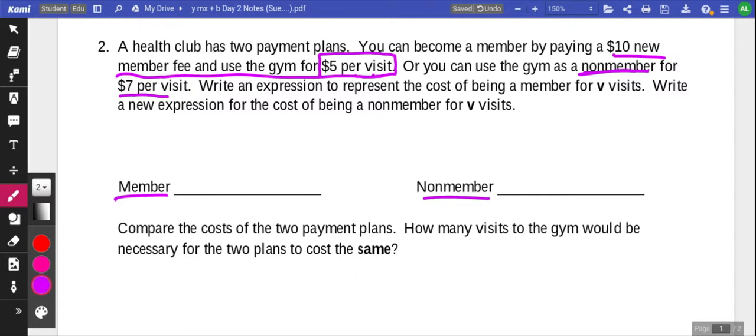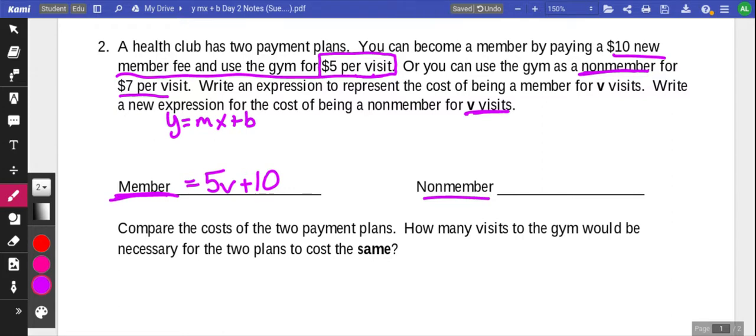Okay, $5 per visit. Remember, per is going to mean that's some type of rate. So $5. Okay, remember it's that y equals mx plus b format. So 5 is my rate times, instead of x, it wants me to use v for visits, plus that $10 fee that I paid to be a member. Okay, and that gives me my total cost to be a member at this gym.